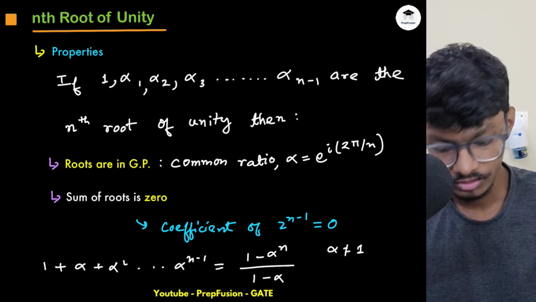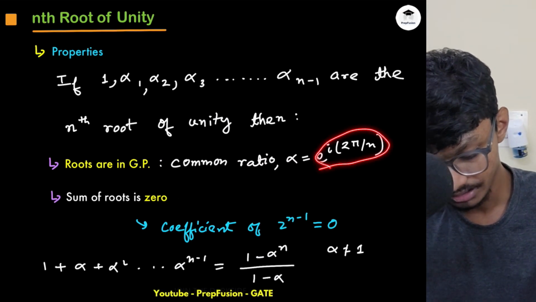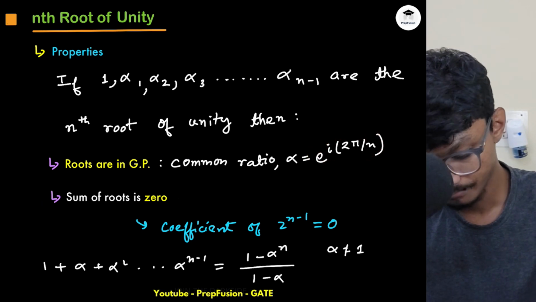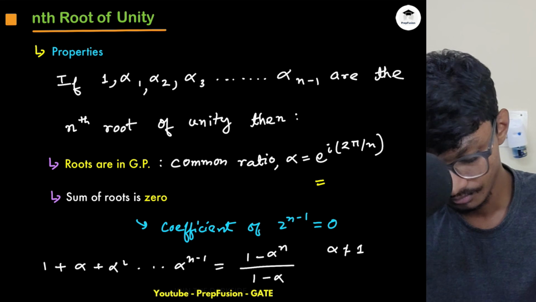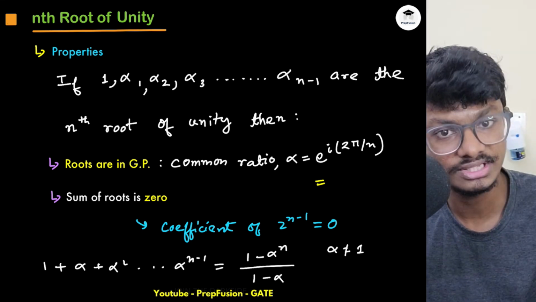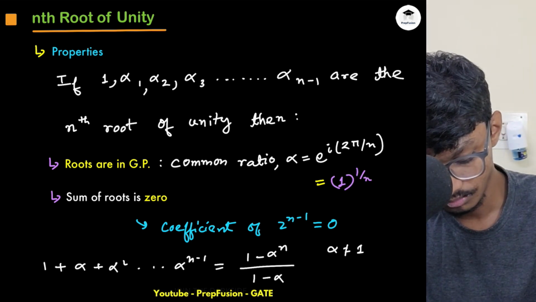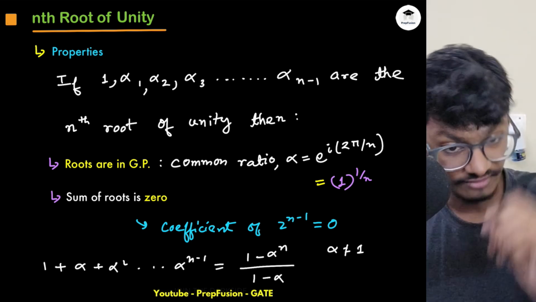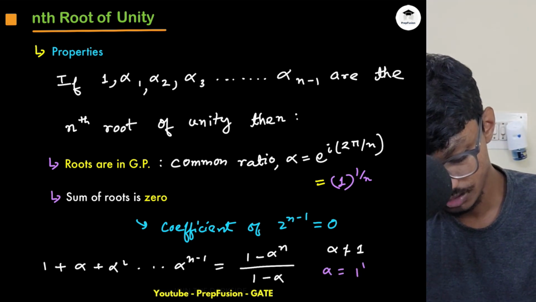So what is alpha equal to? If you remember correctly, alpha equals this. If I write this correctly, this simply equals e raised to power 2 pi i raised to power 1 by n. So what is e raised to power i 2 pi? It is 1. So alpha equals 1 raised to power 1 by n.